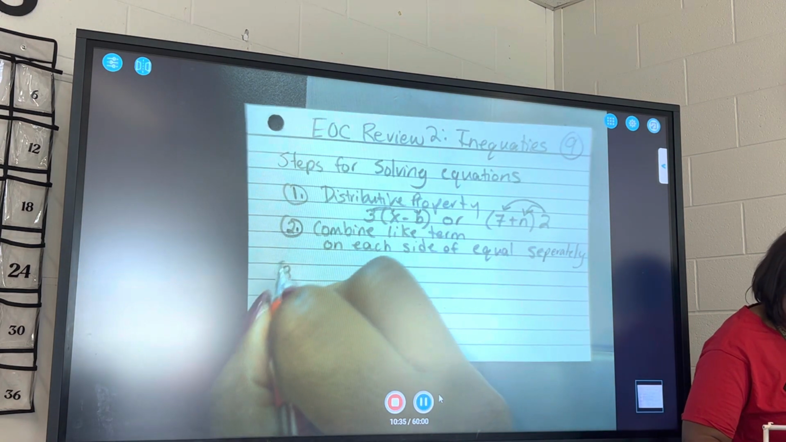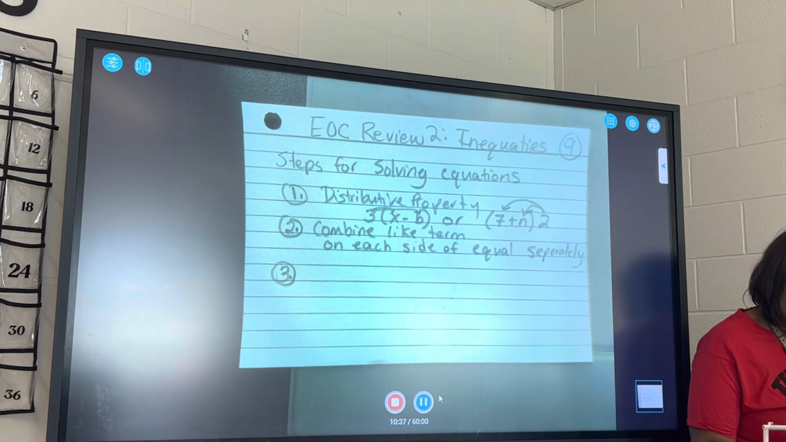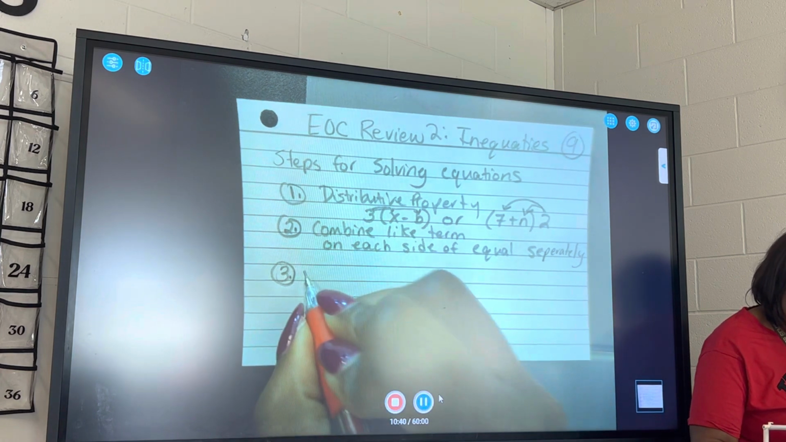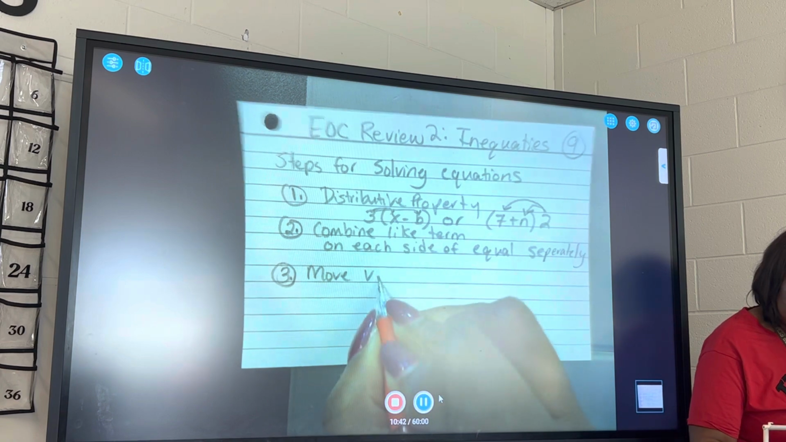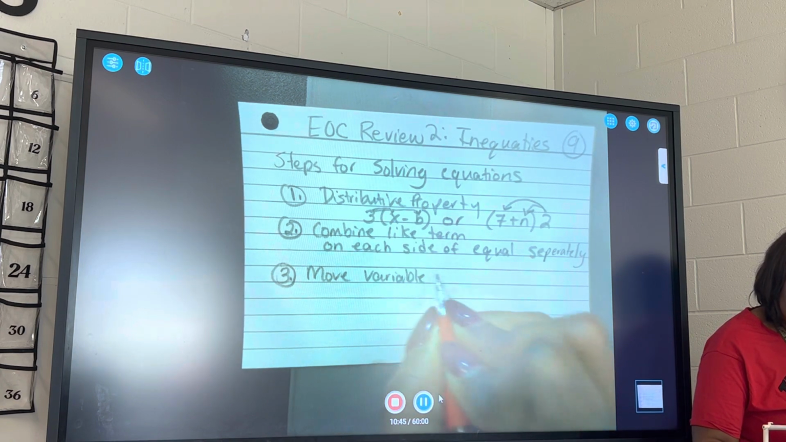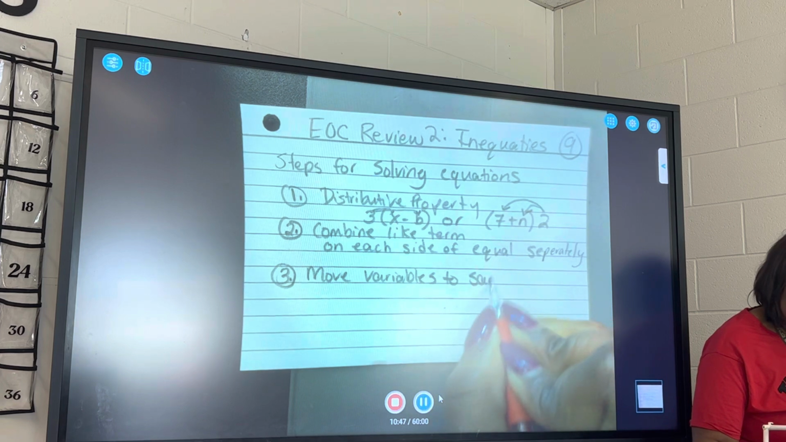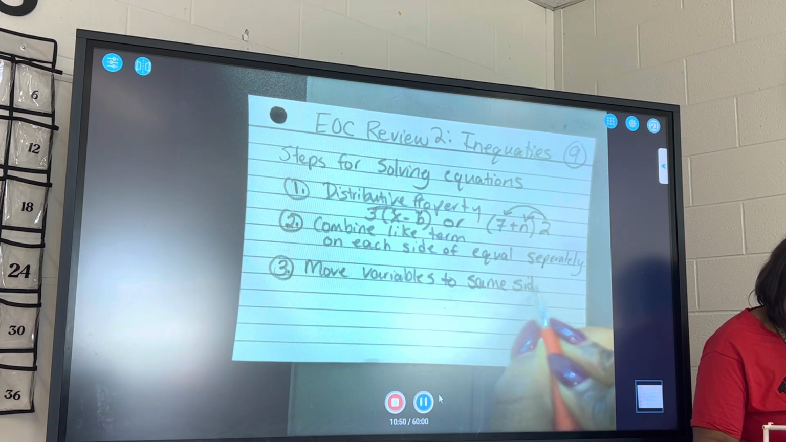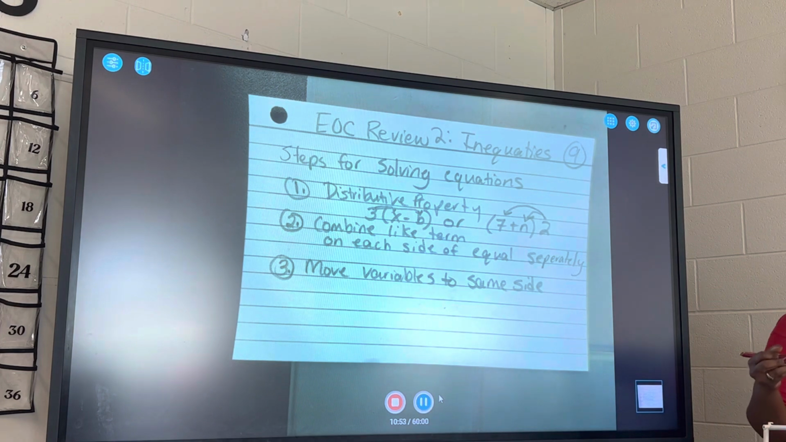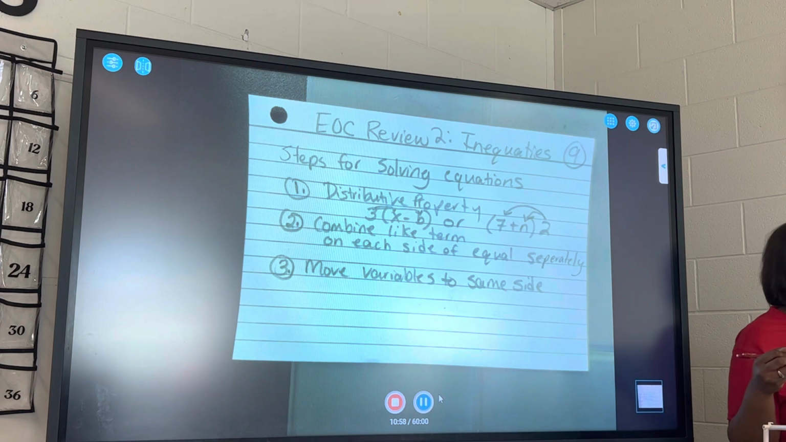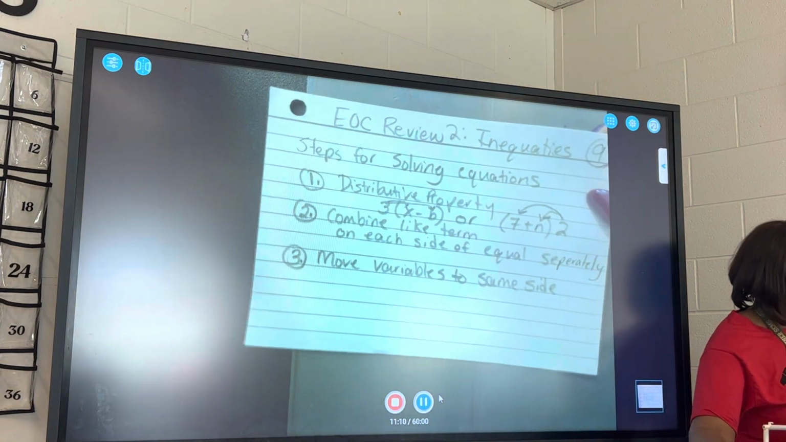The third step with solving an equation is to move the variables to the same side. So you're going to add or subtract to do that. If it's a positive 5x that you need to move to the other side, then you're going to subtract 5x to get it over to the other side. If it's a positive 4y to move to the other side, then you're going to subtract 4y to move it, okay? Use inverse operations to do that.